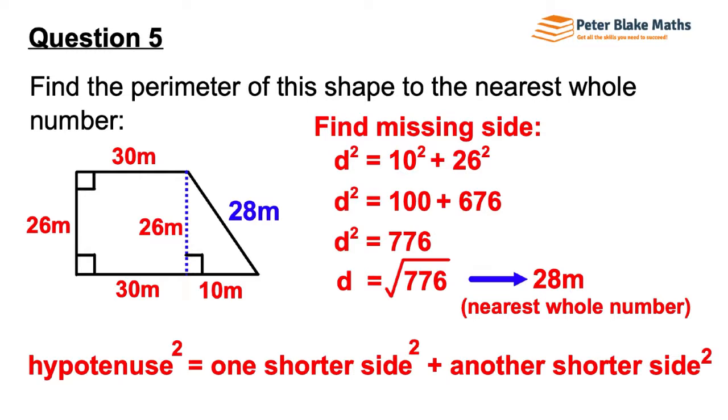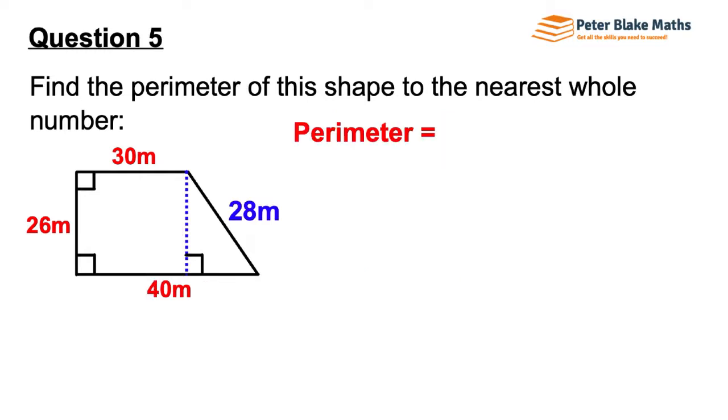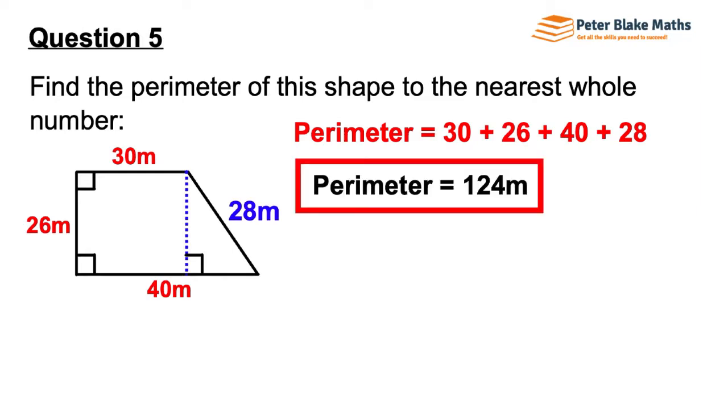And now for perimeter, we need to add up all the way around. So we've got a 30, a 26, a 40 across the bottom in total, and a 28 that we figured out for the hypotenuse of the little triangle. So when we add all that up, we get a perimeter of 124 meters. Pretty impressive, seeing we had a missing side at the beginning of the question. We still were able to achieve a perimeter answer.